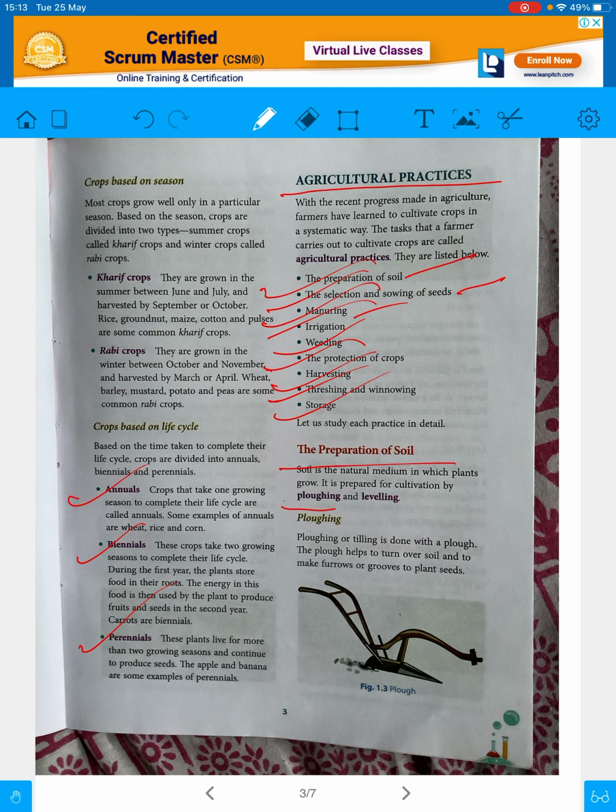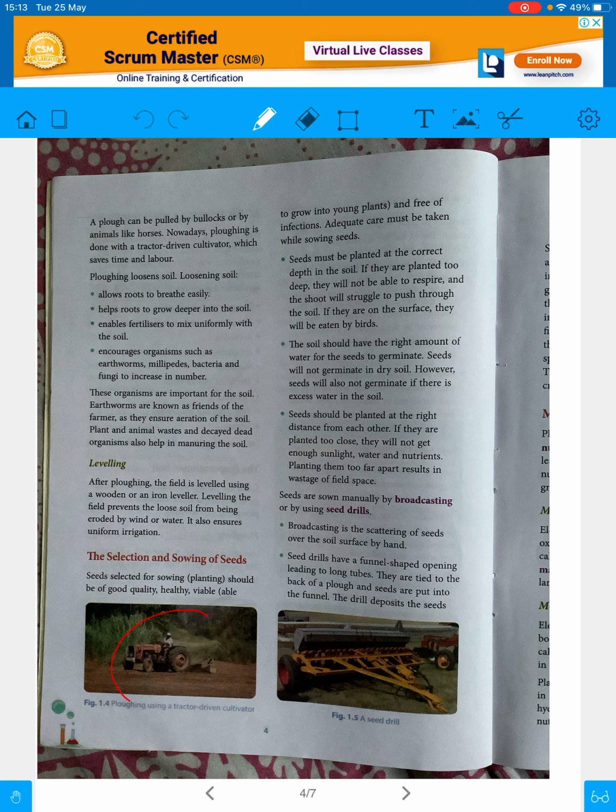How do we prepare the soil? First of all, we plow and level the soil. How do we plow? The ancient method of plowing is what? Using a manual plow with the help of a cow or a horse, right? But now what happens? We have tractors. In modern agriculture, we use tractors, right? Then why do we need to plow? The reasons are that plowing allows roots to breathe easily, helps roots to go deep into the soil, enables fertilizers to mix uniformly with the soil, and encourages organisms such as earthworms, millipedes, bacteria and fungi to increase in number.